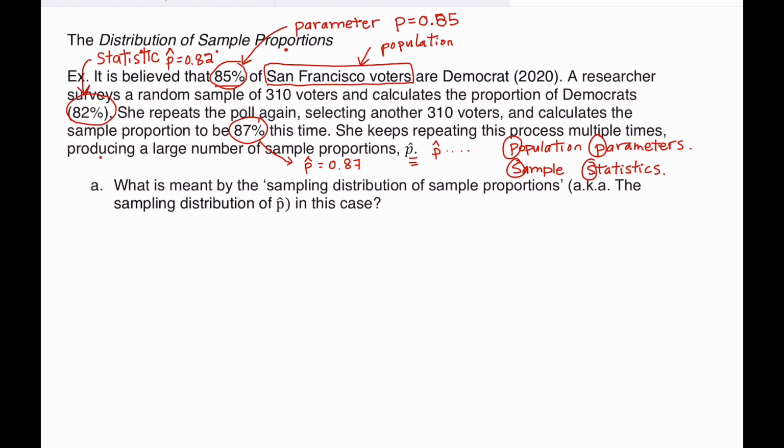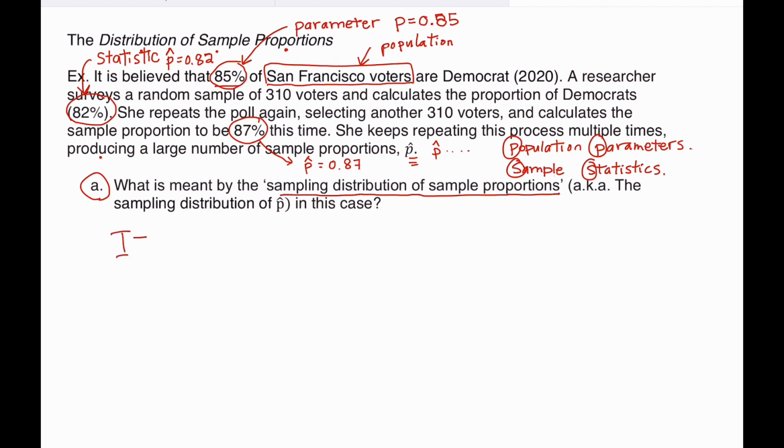So if you recall, it is believed 85% of San Francisco voters are Democrat, so that's our population data. And the researcher keeps taking these samples of size 310 repeatedly and calculating the sample proportion of Democrats. So the first question we have is, what is meant by the sampling distribution of sample proportions? This is also known as the sampling distribution of p hat in this particular case.